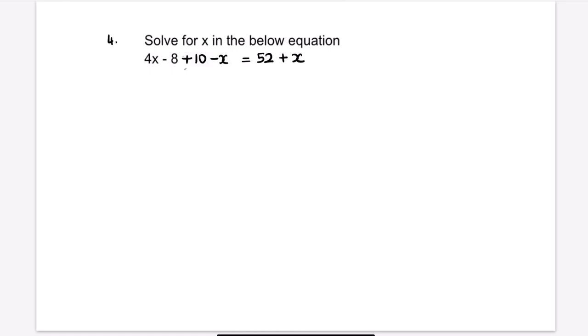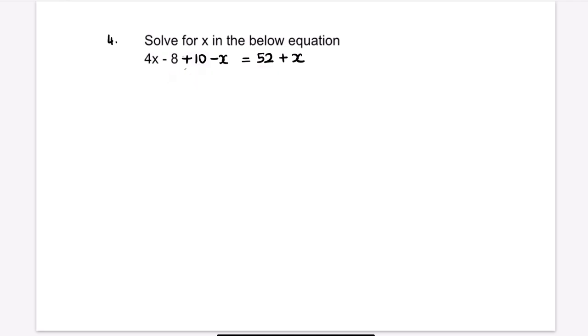Solve for x in the below equation. This question is slightly different from the previous 3 questions that we did, right? Because the x terms are scattered here. You see, you have 4x here, you have negative x here, you have x here, and you have the numbers scattered too: negative 8, 10, 52.